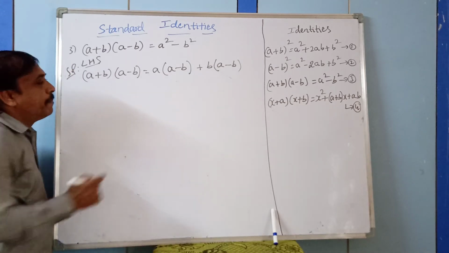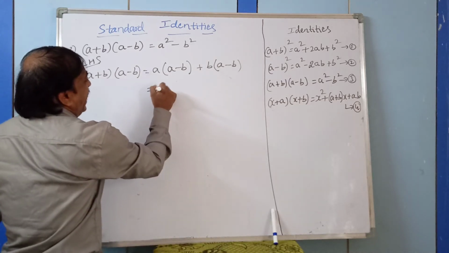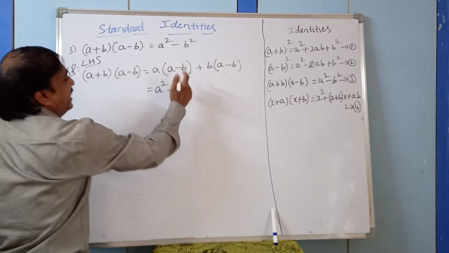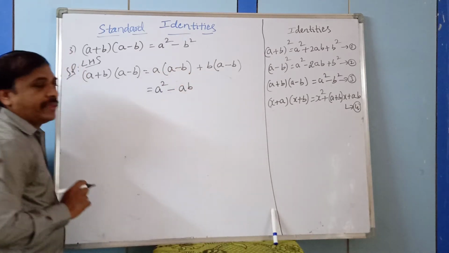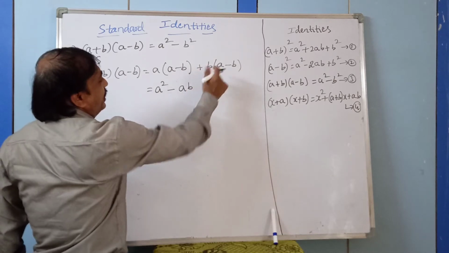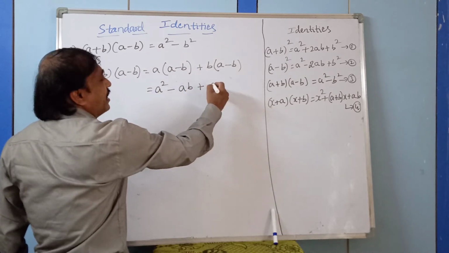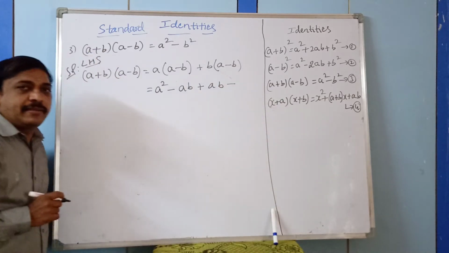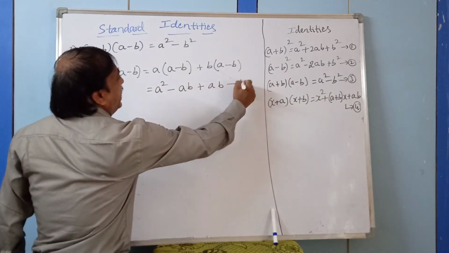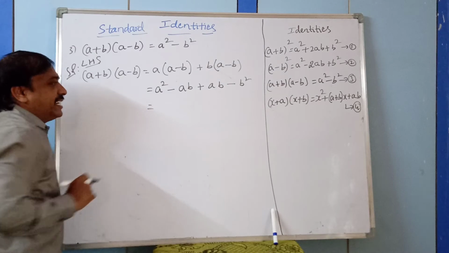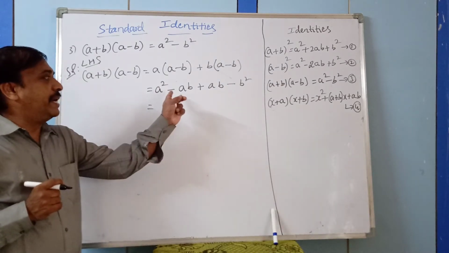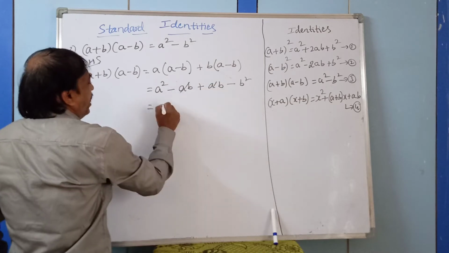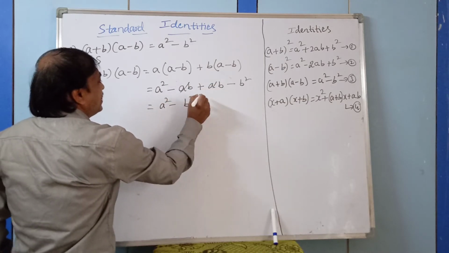Now a into a is a square, plus into minus, a into b, ab. Then plus b into a, ba, or you can write as ab, plus into minus, minus b into b, b square. Observe it, are there any like terms? Yes, minus ab plus ab gets cancelled. What we have? a square minus b square.